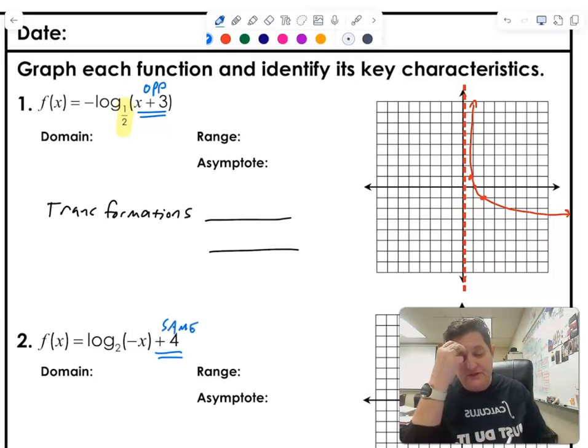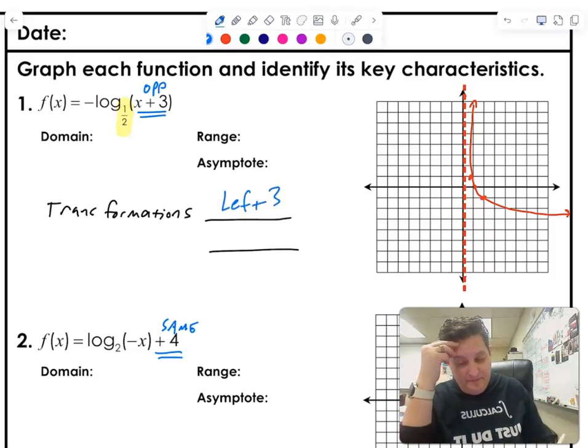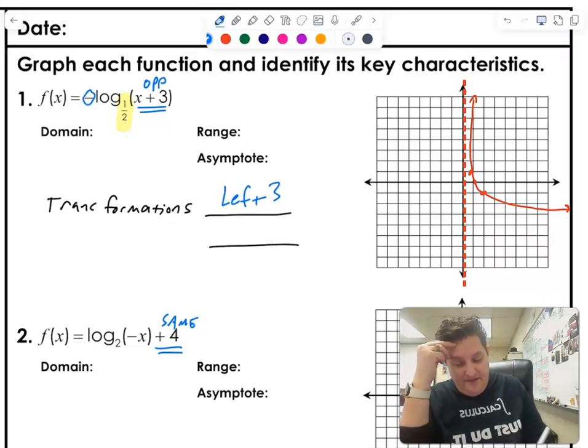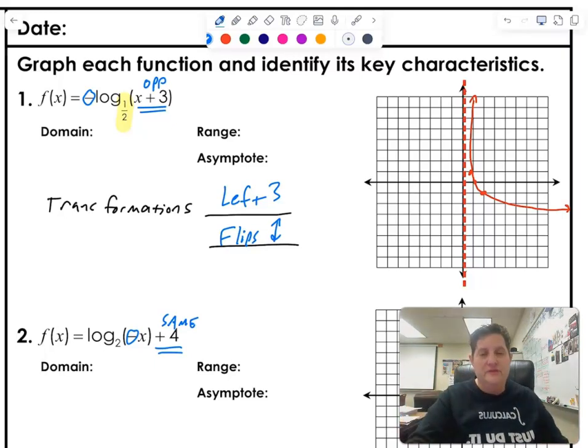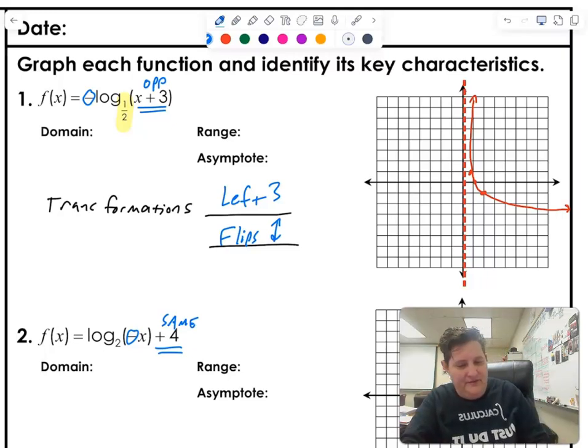Well, the +3 on the inside being opposite means it moves it to the left 3. And then the negative in the front flips it upside down. The negative on the inside over here flips it left to right. Okay, so these are all the things that you really need to know. This one doesn't have an example of it, but remember, if there's a number in front, like a 3 or something, it just means multiply the y values by 3.